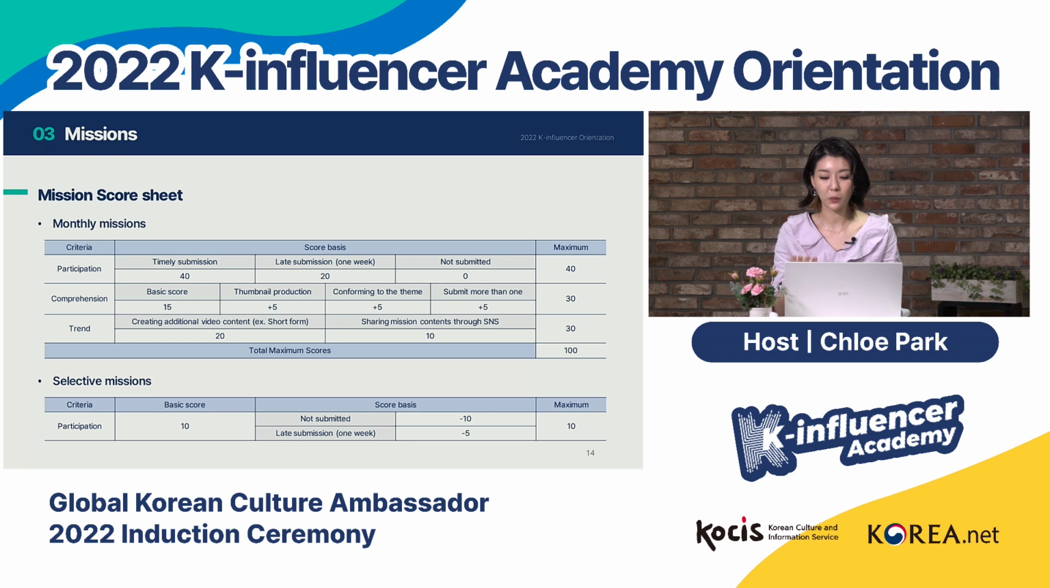So the first part, participation. The total score you can get for your participation in the mission will be 40 points. If you submit your mission on time, a timely submission, you will get 40 points for this criteria. And if you're late by 1 week, that's considered a late submission, and 20 points will be deducted from the total 40 points. So your points for a late submission by 1 week will be 20 points. And if you have not submitted your mission at all, then you will not get any points. So this is going to be 0 points for participation.